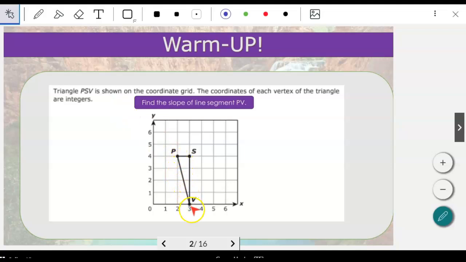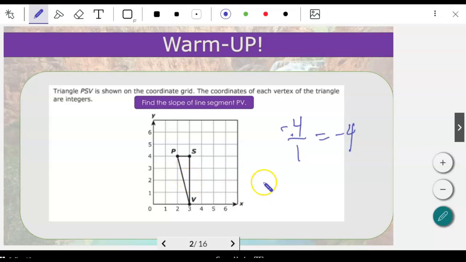It is going downward. So you can count 1, 2, 3, 4. That represents -4 for the rise since it's going down. And then it would go over 1. So then you would just simply write that as -4.